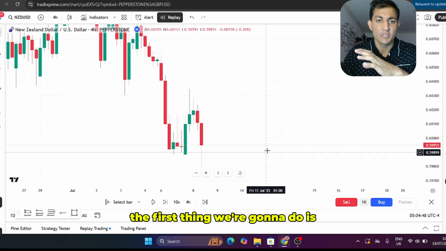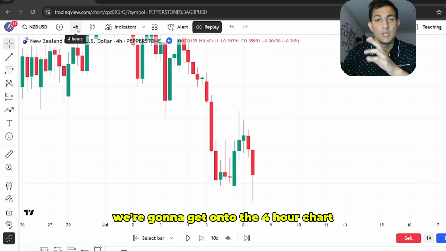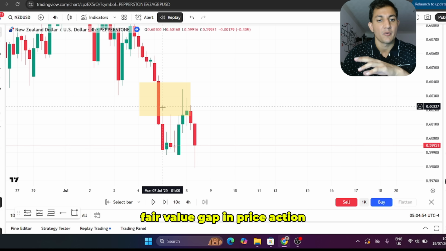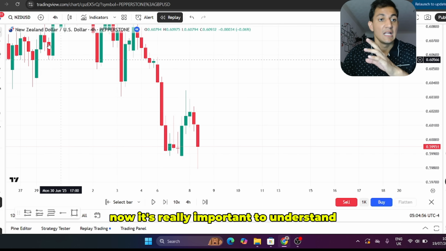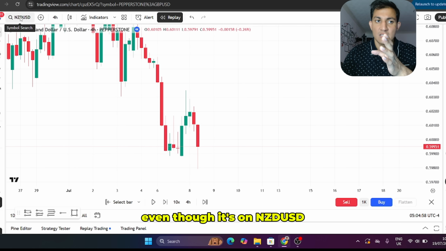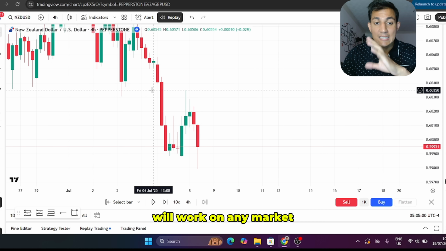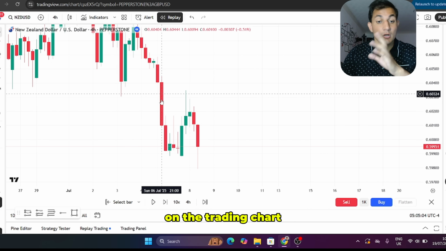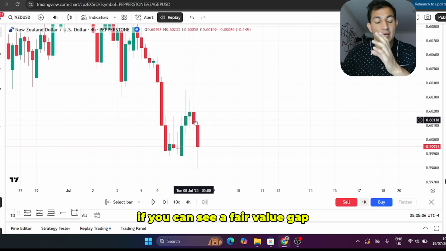Okay, so the first thing we're going to do is get onto the 4-hour chart for this trading strategy, and mark the most recent fair value gap in price action. Now, it's really important to understand that even though this is on New Zealand dollar against the US dollar, this trading strategy will work on any market. If there are candlesticks on the trading chart, this will work. If you can see a fair value gap, this will work.